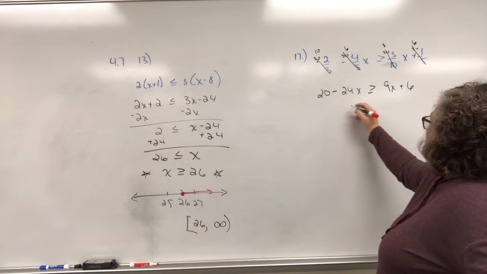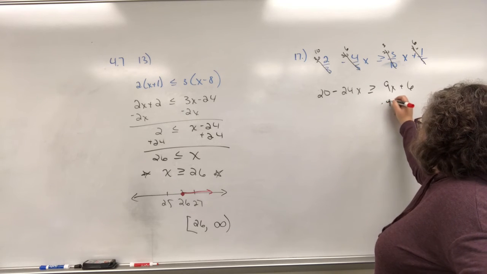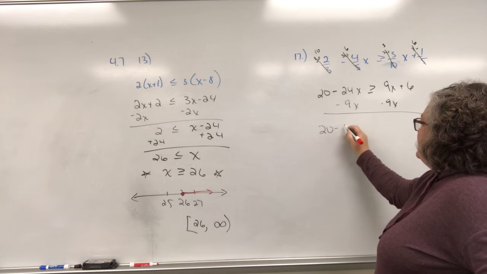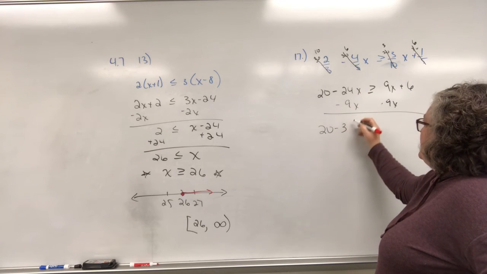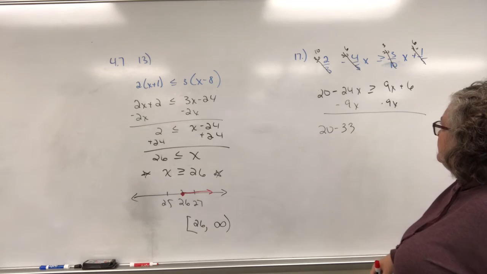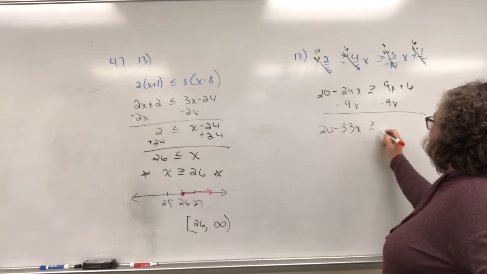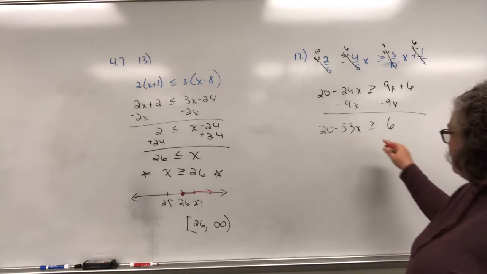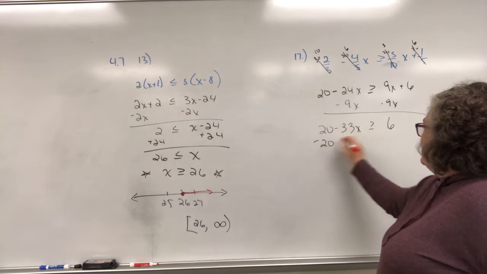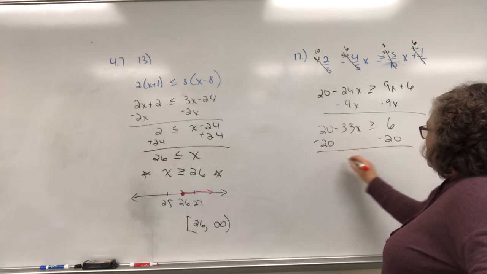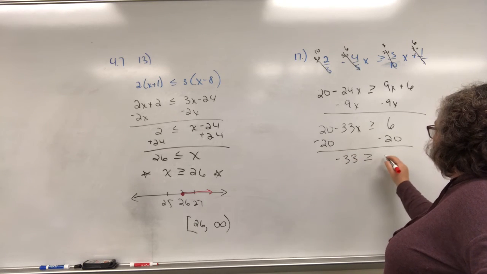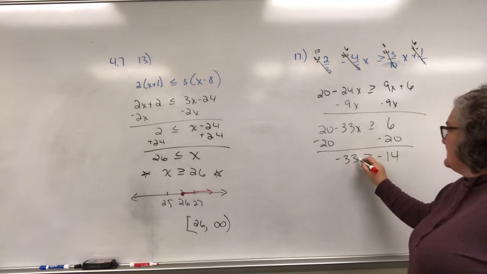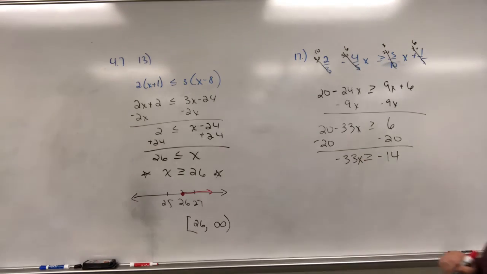So I'm going to subtract 9x. Negative 24x minus 9x, this would be negative 33x. Sorry, I had a brain lapse there for a second. I'm going to subtract 20 here. Negative 33x greater than or equal to negative 14. Uh-oh, what happened to my x? I lost him. Got to pick him back up.